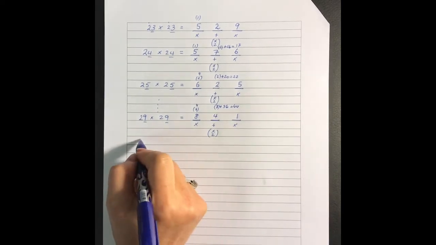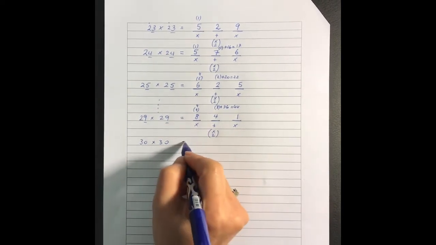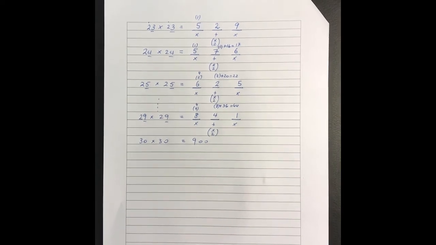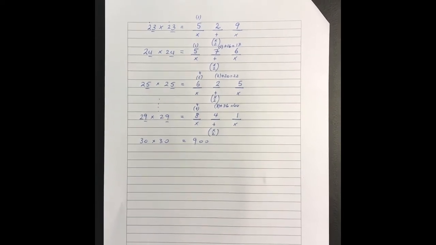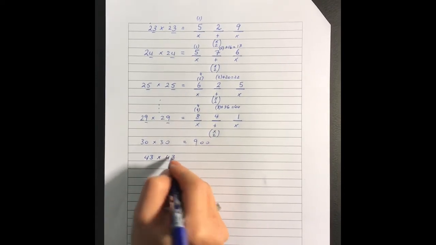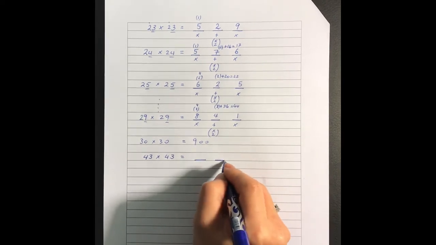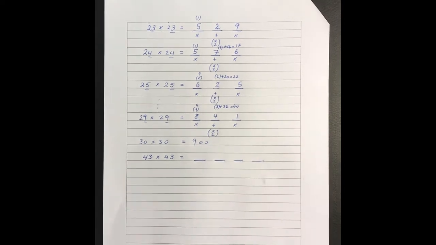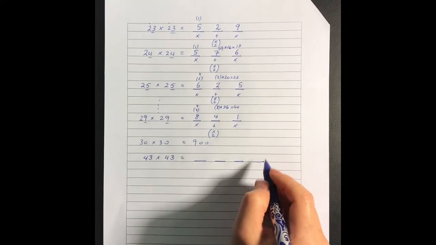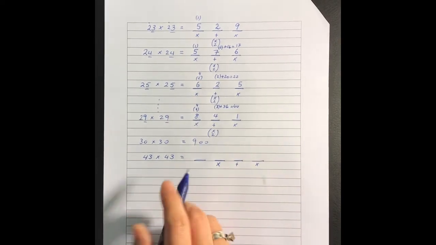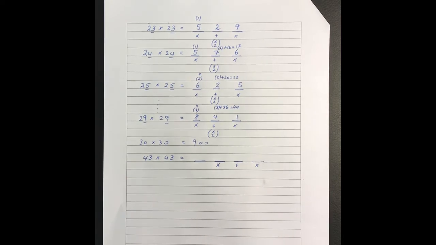And then, of course, 30 times 30, that's easy. Okay, all right. You might think, okay, I'm getting the pattern here, Miss Yan. But what about 43? Oh, okay, 43. Let's have a look at 43. Do you think I need one more space? I don't know. Let's just put one extra space there, just in case we need it. If we don't use it, we can just rub it off.